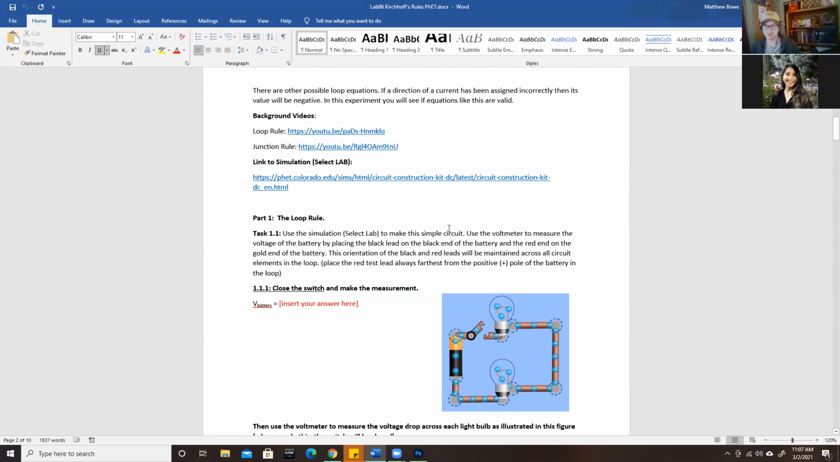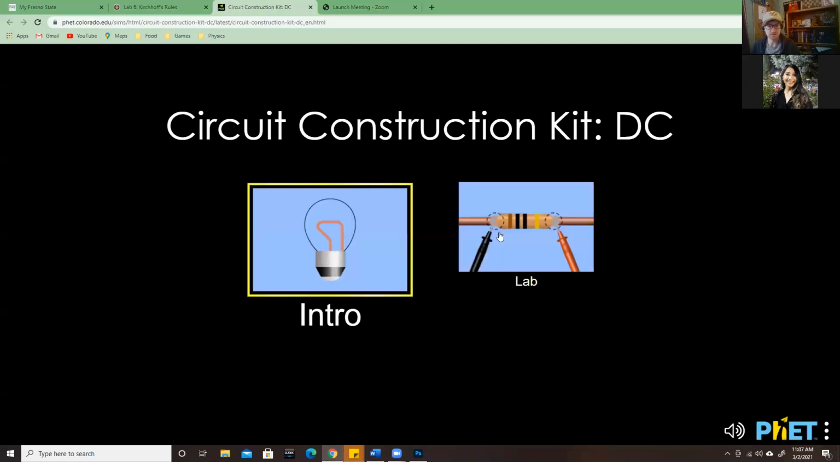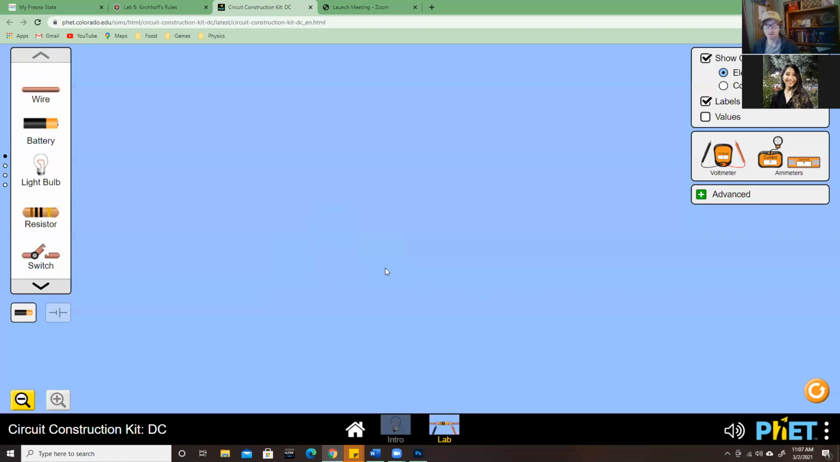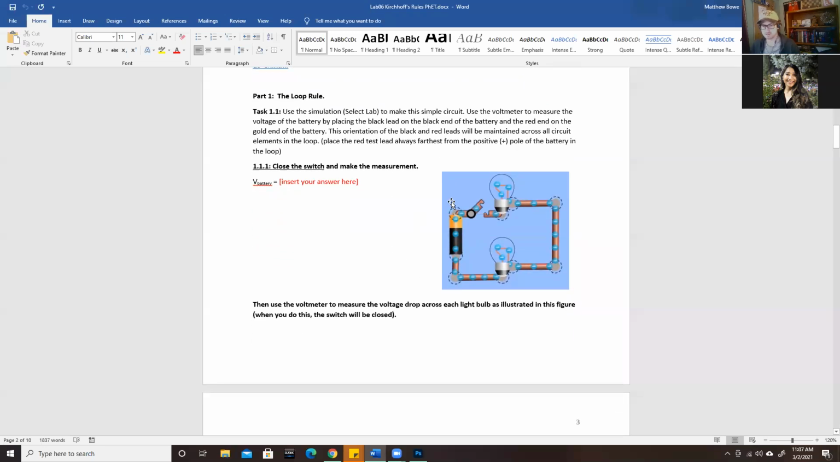In the simulation, we're going to select lab and make this circuit that's presented right here. We're given a few different tools over here on the right, and I believe everything is the same on the left. We're only going to use what we're told to use. In any case, we're just following step by step like we always do. For this one, it's rather simple.